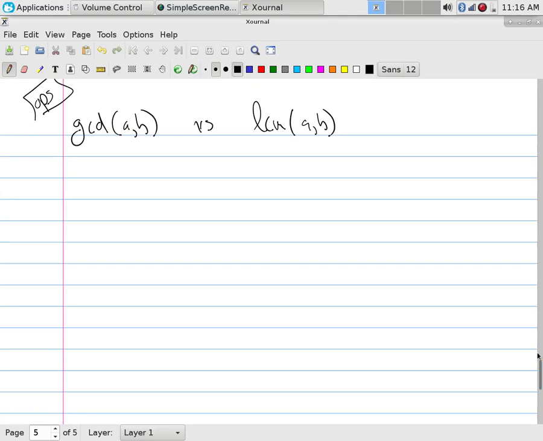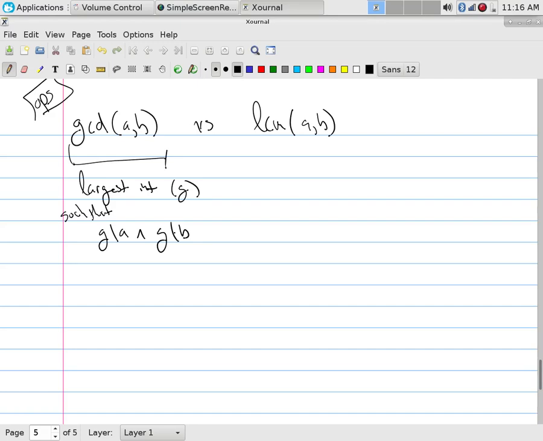So let's do two new operations that we need to know primes to be able to do. What does GCD stand for? Greatest common divisor. What is that? It's the biggest number that divides A and divides B. And so what I'm looking for is the largest int, let's call it G, such that G divides A and G divides B.